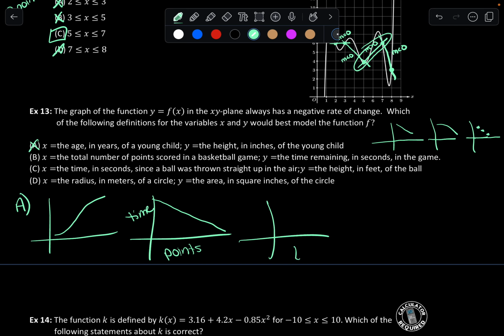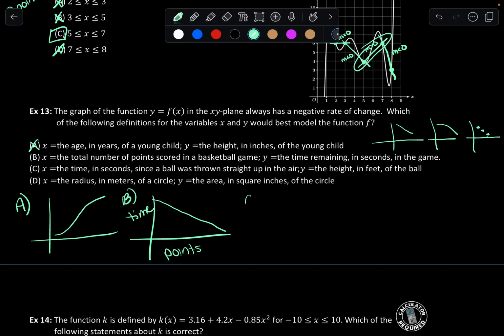If we were to switch these, time here and points here, then it would look something like this. The time would be increasing and the points would be increasing. Oh no, time's going down. That's why we can't do it like this, because in this scenario the time is increasing when it needs to be decreasing. So that's why we're using this setup. Okay, that makes sense. So we can't do it this way. All right, so we'll come back to B.